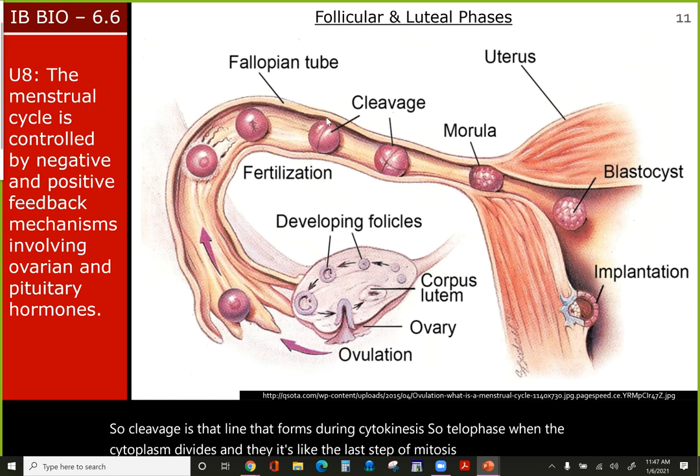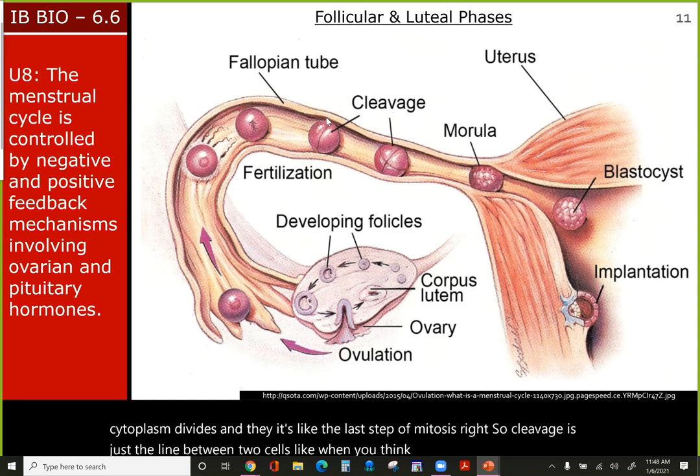So cleavage is just the line between two cells. Like when you think of cleavage like boobs, it's the line between the boobs, right?